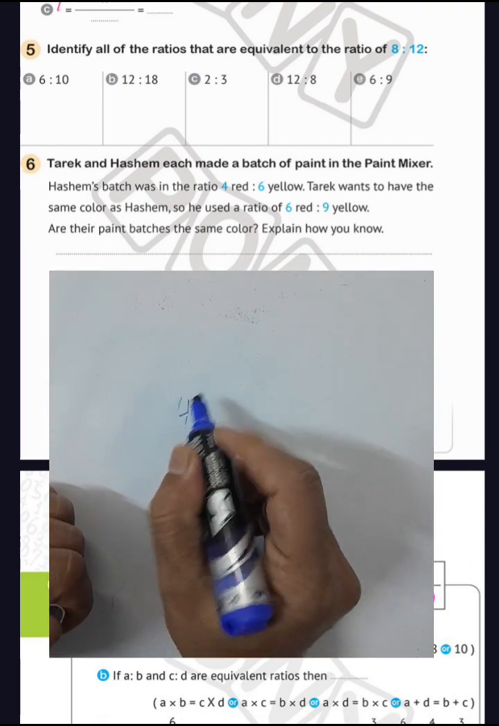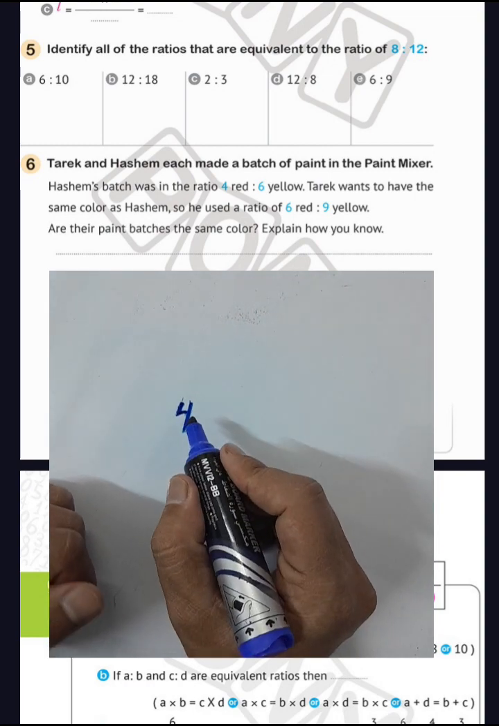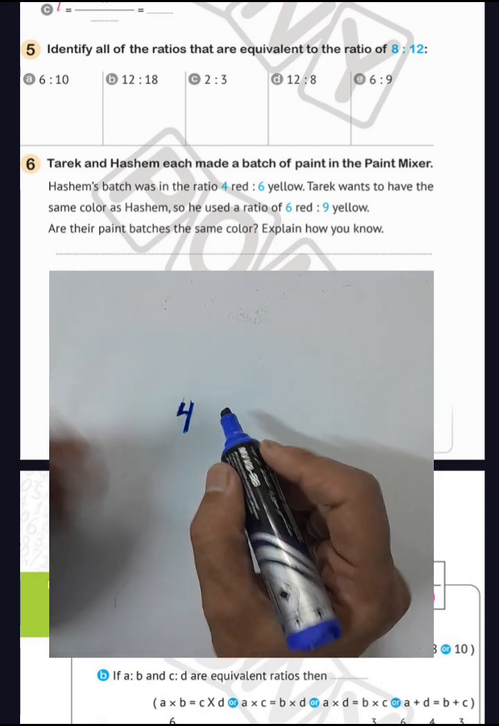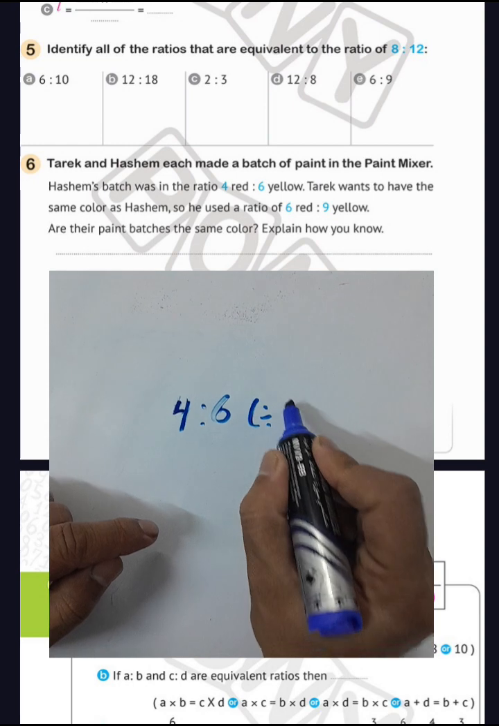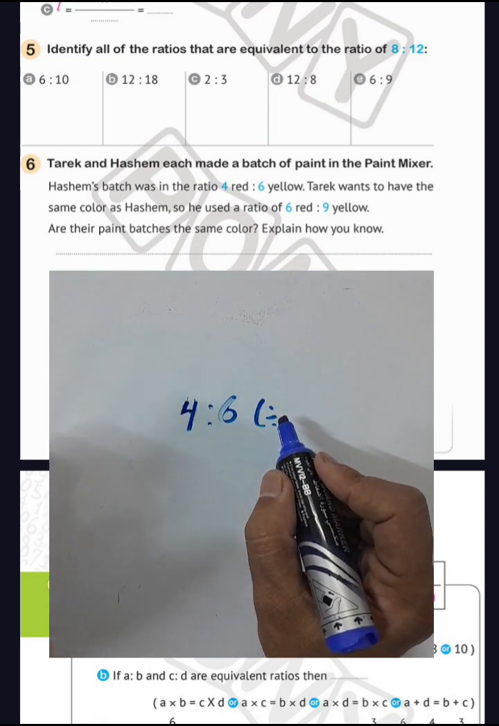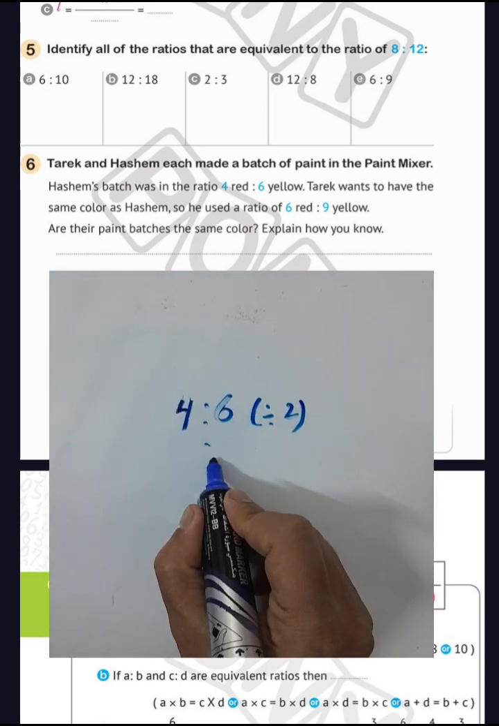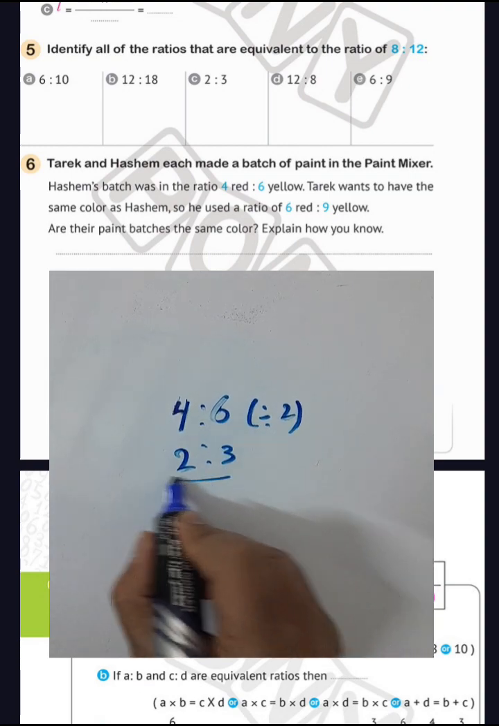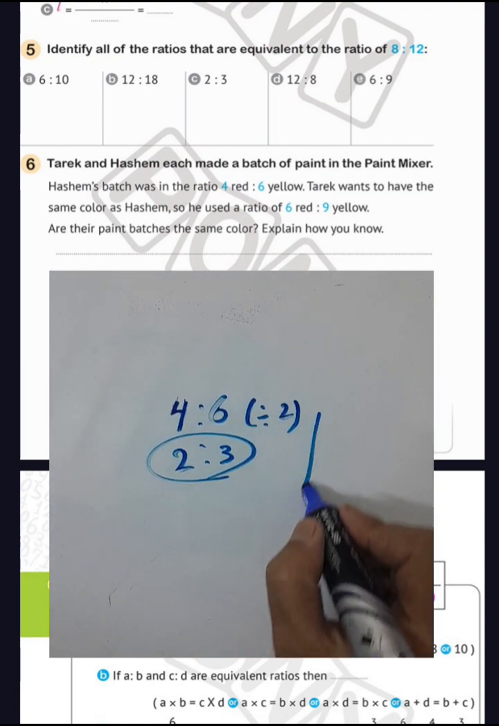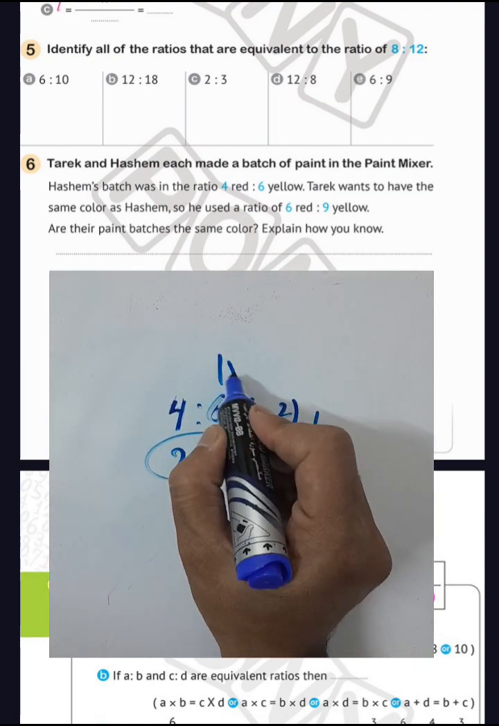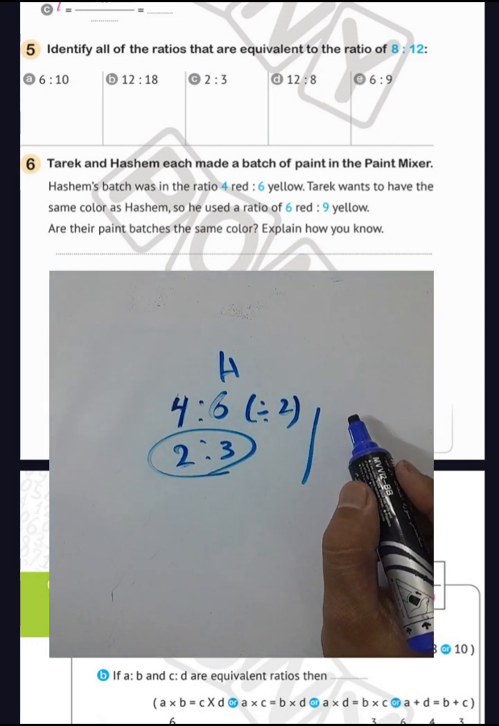First, the first one, Hisham. We have Hisham 4 to 6. For 4 red and 6 yellow, divide by 2. 4 divided by 2 equals 2, and 6 divided by 2 equals 3. The ratio between them is 2 and 3. We have here Hisham. And what about Tariq?